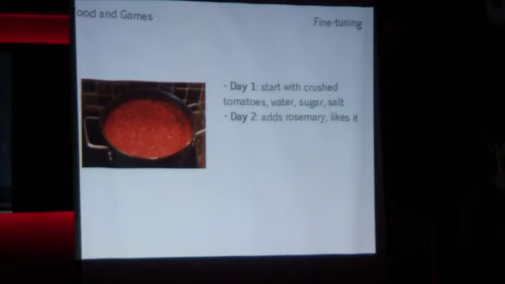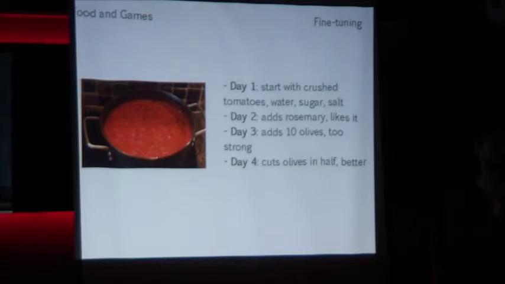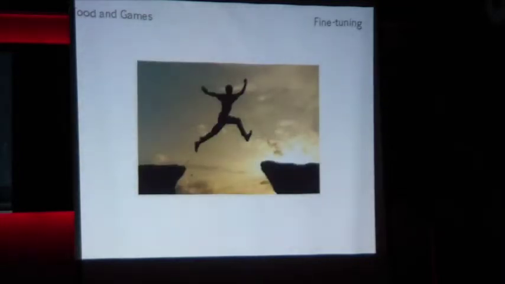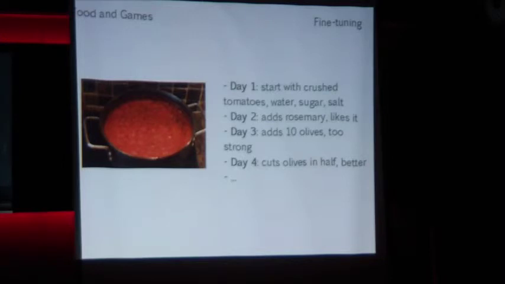So the second day, the cook cooks it again, and this time adds rosemary to it, and it tastes pretty good, so decides to keep it. The third day, the cook adds 10 olives to the tomato sauce, but finds that the flavor is a bit too strong from the olives. So the next day, instead the cook cuts the olives in half, so it's only 5 olives, and it turns out being better balanced. And the cook continues on and keeps at it for, say, however long they want. And in the end, they have something that's pretty close to what they want. It tastes pretty interesting, and there's a complexity to it and whatnot.